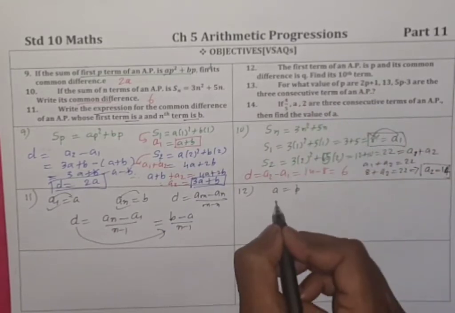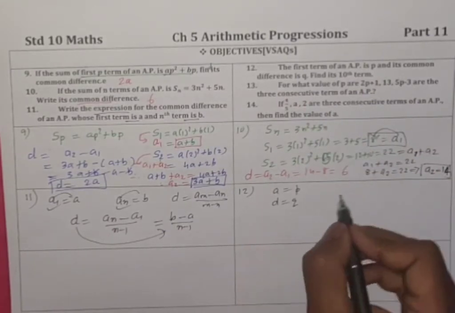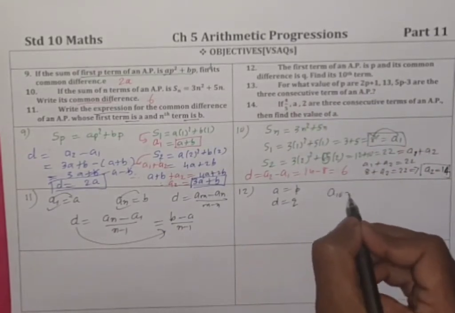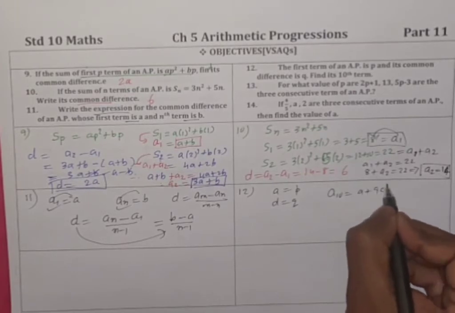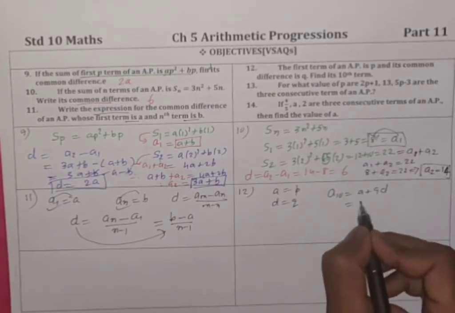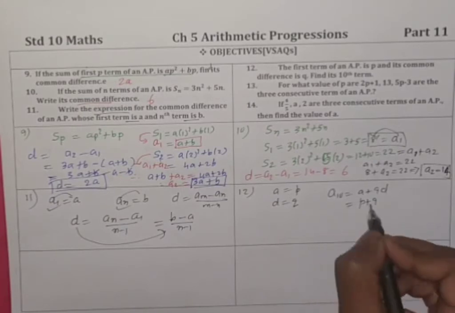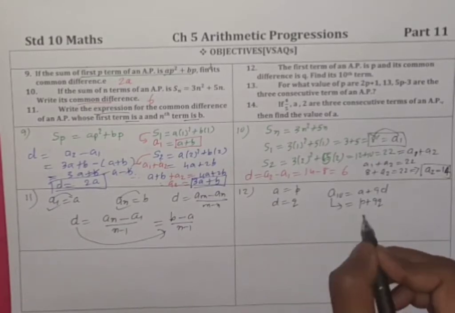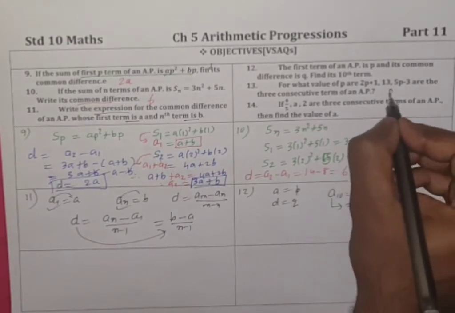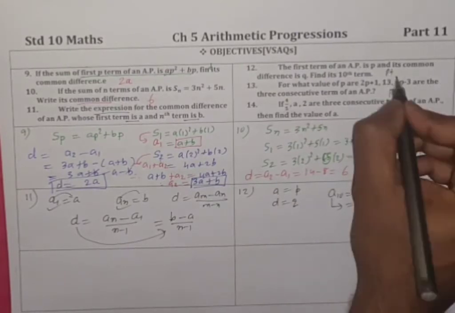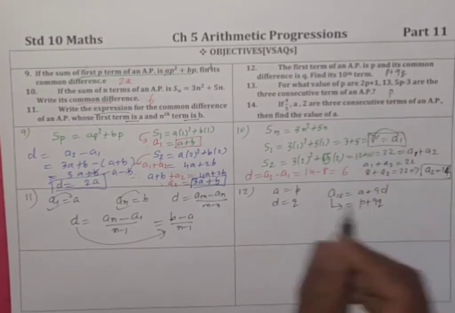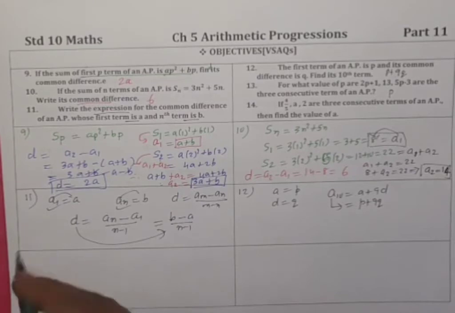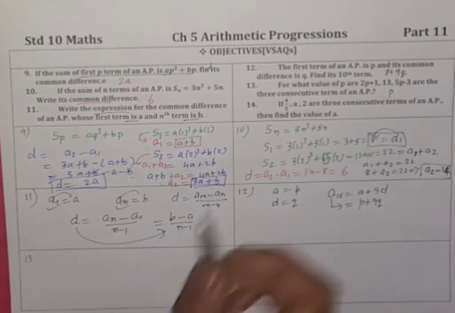Its common difference is Q, D is Q. Find its 10th term. A10 is equal to A plus 9D. Correct? Now A is P and 9 into D is Q. So its 10th term is P plus 9 times Q. Correct?